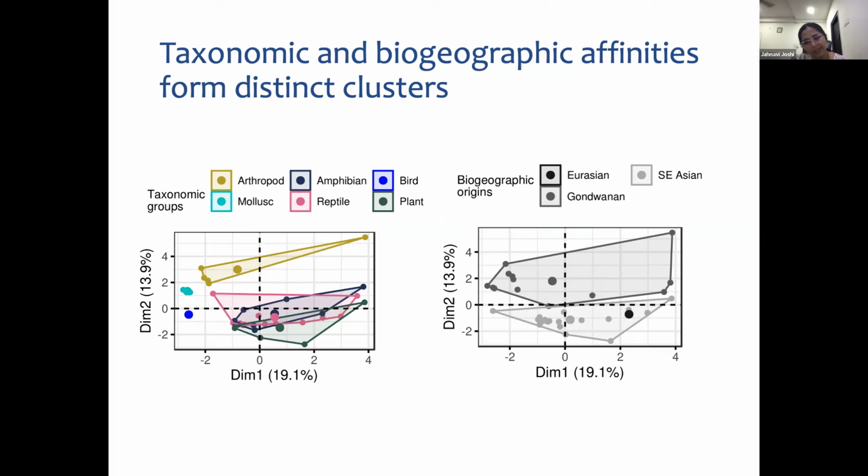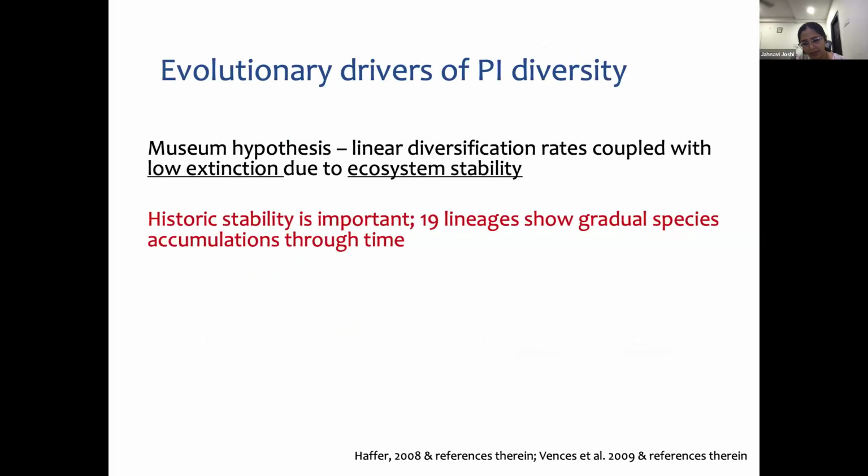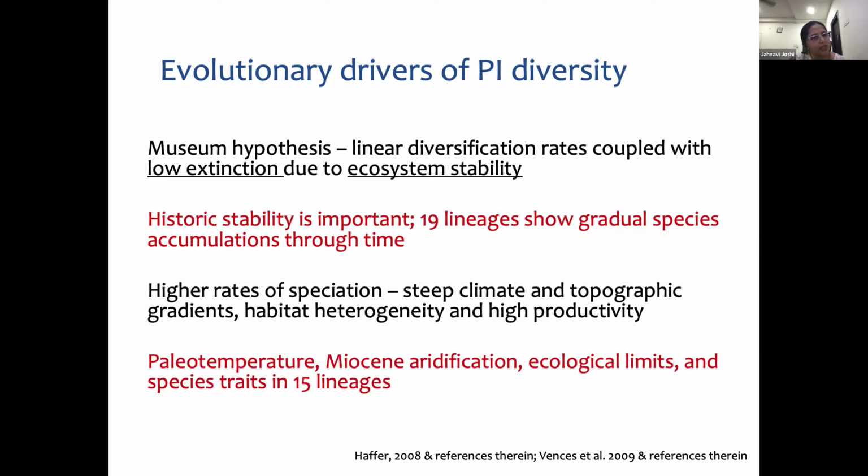So just to put these results in a global perspective across tropical regions, what do we know? We do see that historical stability has been important, as 19 lineages show gradual species accumulation through time. Another hypothesis which has been put forward for tropical diversity is higher rates of speciation. We do see across 15 lineages that paleotemperature, Miocene aridification, and ecological limits have played an important role.